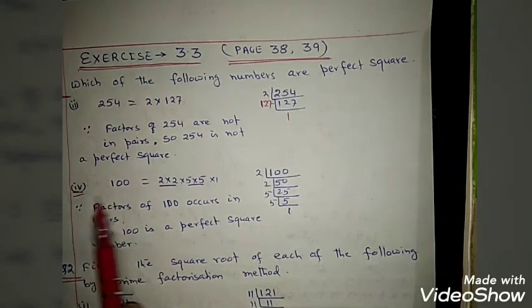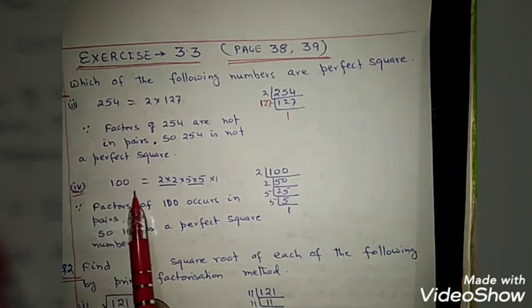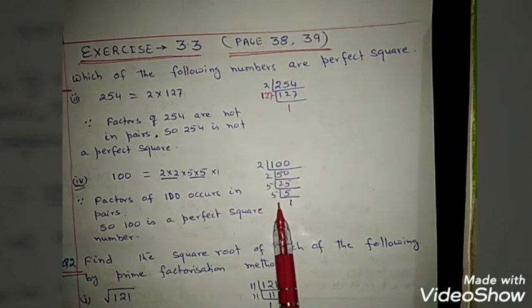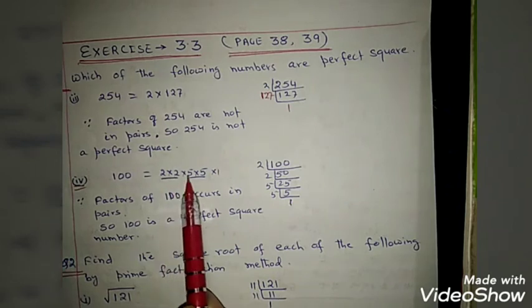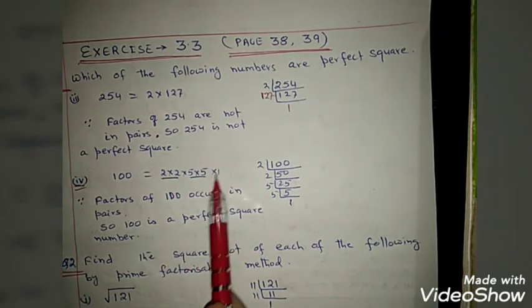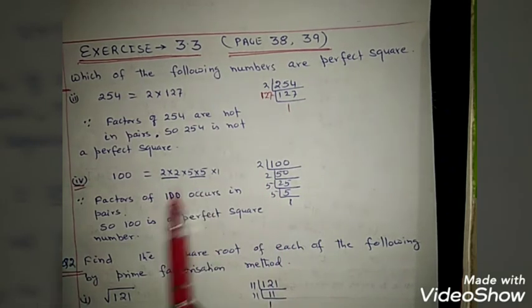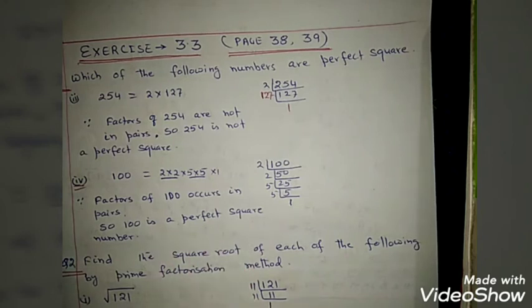Now take bit 4, 100. We have to check whether this 100 is a perfect square number or not. When we find out the factors of 100, I have calculated here, you see, we find that the factors are 2 into 2, 5 into 5 into 1. So here all the factors of 100 are found to be in pairs. So now I can say that 100 is a perfect square number.